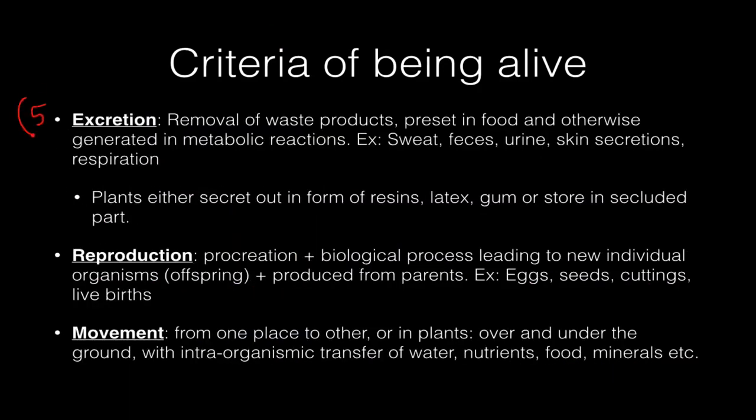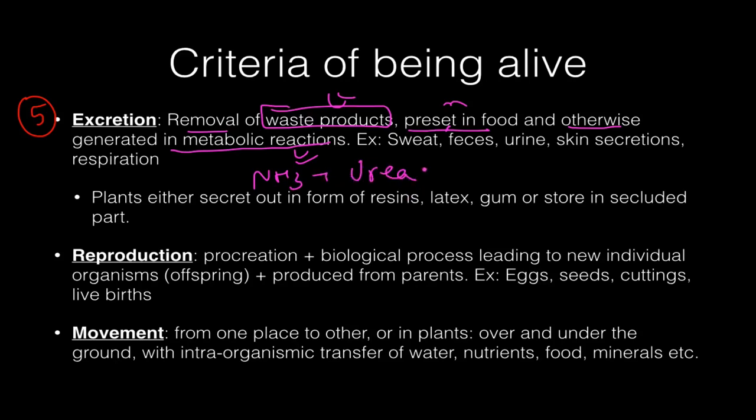Now fifth is excretion. What do you mean by excretion? It is removal of waste products. Is that understood? Which are present either in the food or otherwise generated in metabolic reactions. There are many cycles, like the ammonia cycle, that finally produces urea in human beings. Now how does excretion occur? Through sweat, through feces, through urine, through skin secretions, even through respiration. Carbon dioxide is excreted out because it is a byproduct generated in respiration, so it needs to be excreted out.